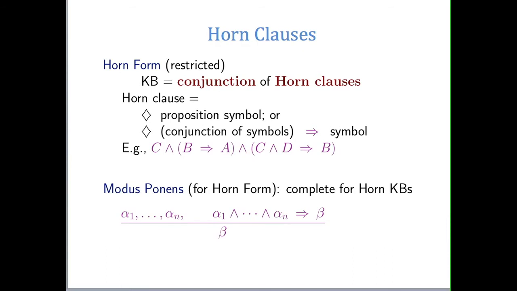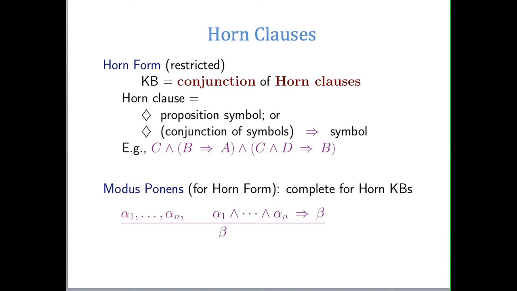Now, it turns out that modus ponens, the form of reasoning, is complete for Horn knowledge bases. In other words, if it's true, we can derive it using modus ponens. So if you have a set of propositions or sentences, let's say alpha 1 through alpha n, and you know that alpha 1 and alpha 2 through alpha n implies beta, then we're going to be able to conclude beta.